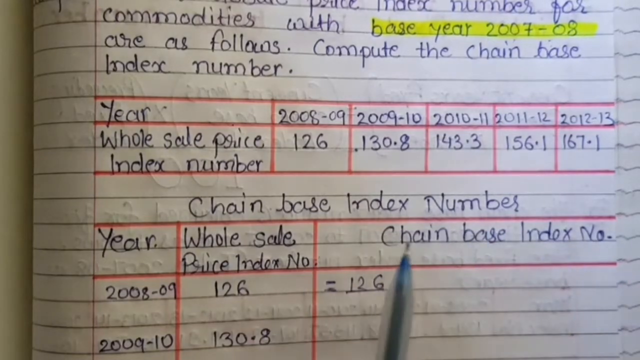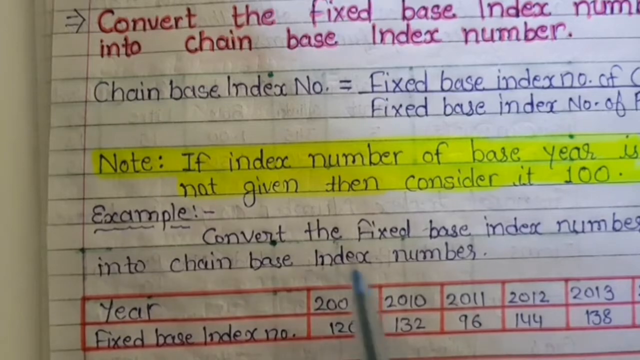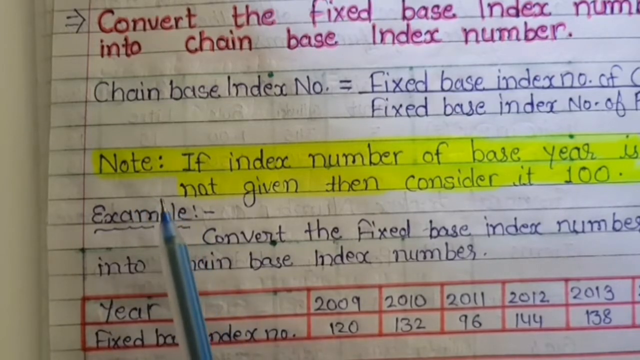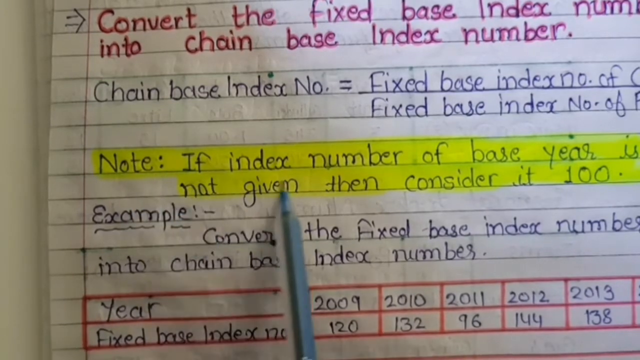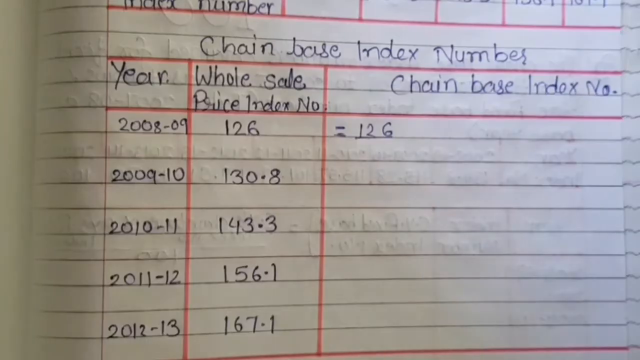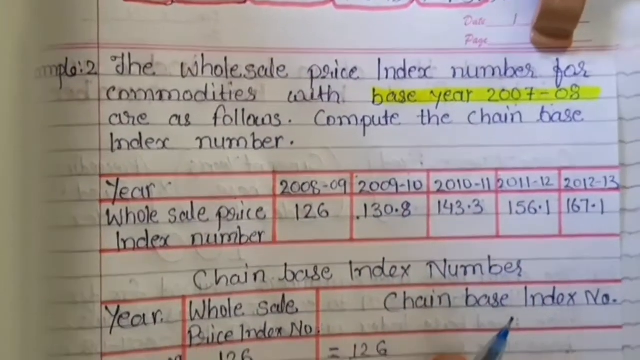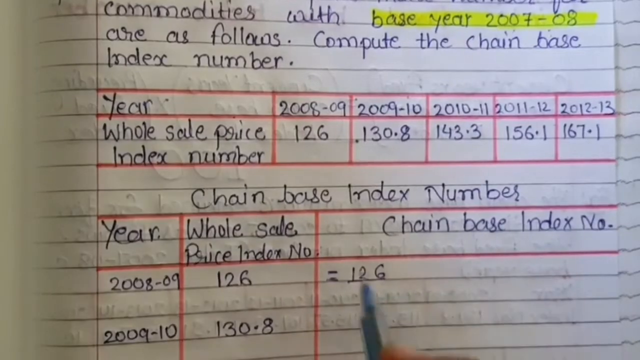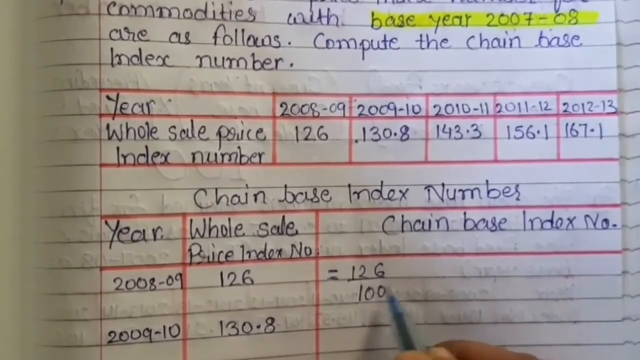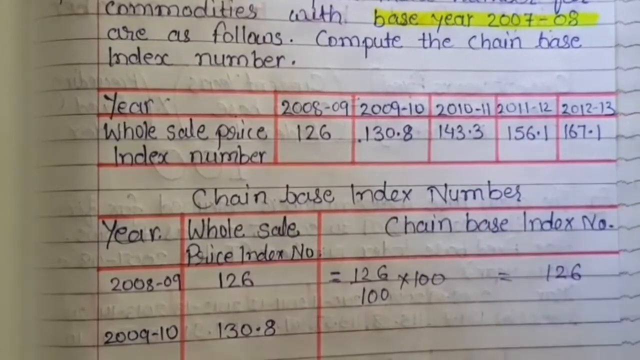So in my last video I gave you a note. You can see here this is my last video's note: if the index number of the base year is not given, then consider it as 100. So here again we are at our second example. I have the base year 2007-8 but I don't have its index number, so I will take 100 multiplied by 100. So the answer will be 126 itself.